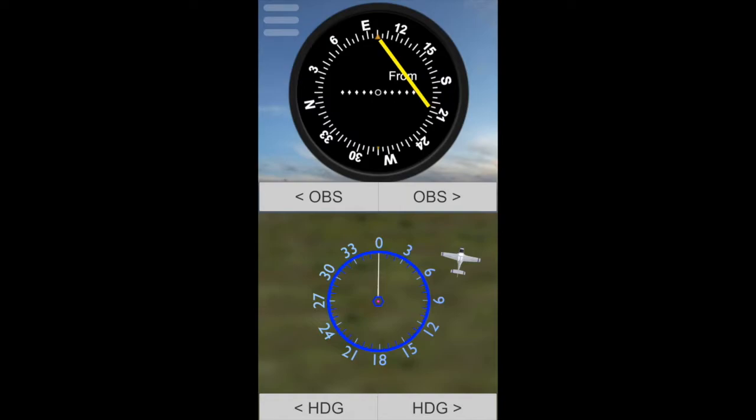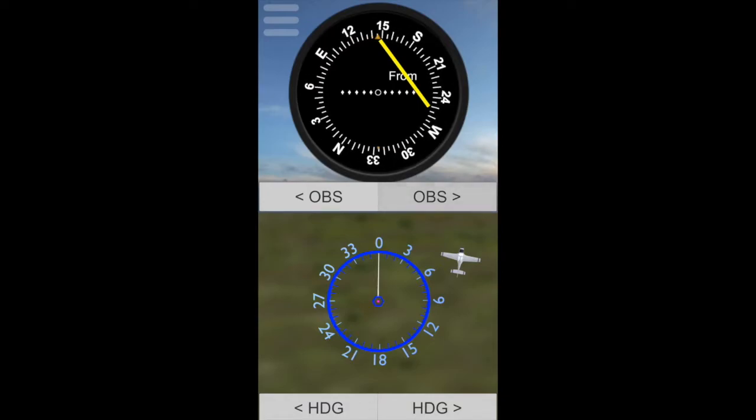Okay, so now we're going to look at examples so that we can understand the actual concepts that we just talked about right now. On the top, as you can see, this is your course deviation indicator, which gives you the from and the to flag, and that's the one you use to select a specific radial that you want to intercept, whether inbound or outbound. We're not going to talk about this right now, but let's say you select a specific radial using the OBS.